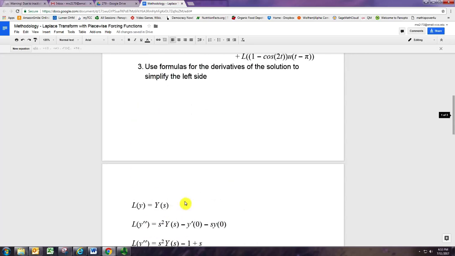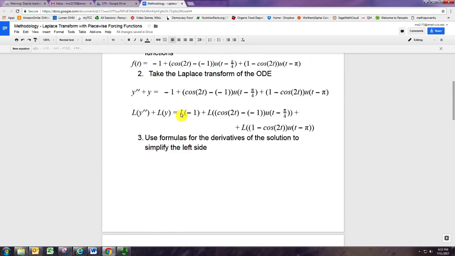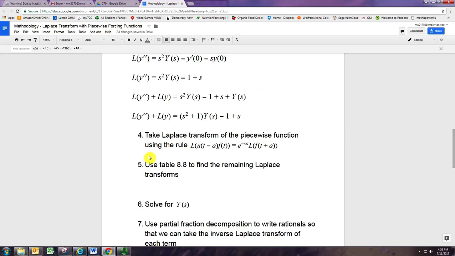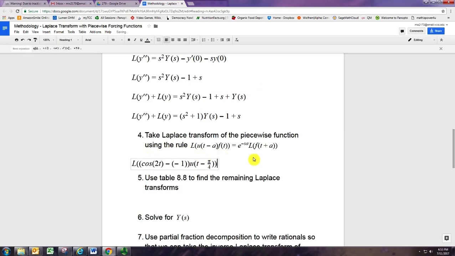Let's go ahead and take a look at it. We don't have that happen with the Laplace transform of negative 1. That's pretty easy to get. We'll do that in the next step. But we do have it with this. So let's take a look at this one. We're going to get an exponential, and it's going to have pi over 4 as our a. So it'll be negative pi over 4 times s.